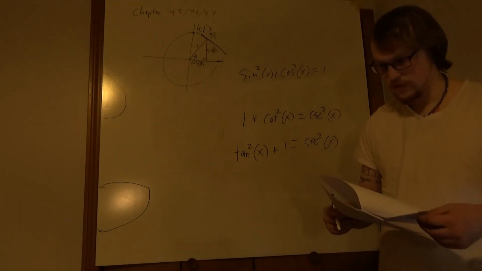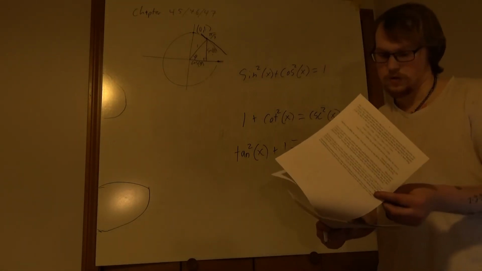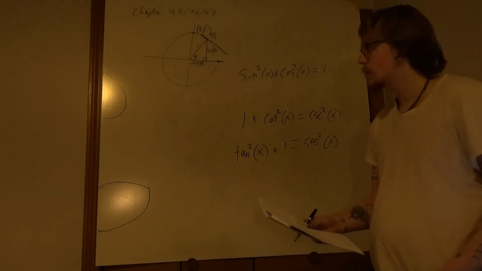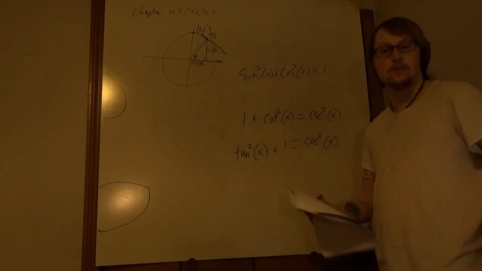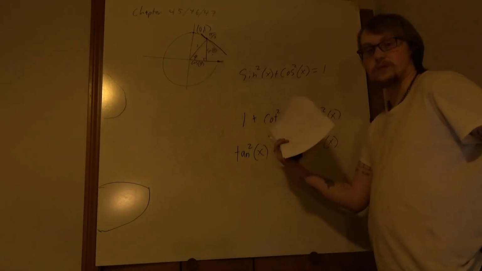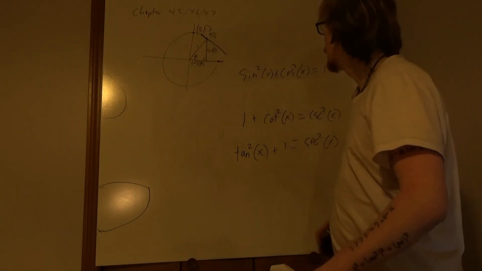Oh, actually only like 3 pages. Okay, we can do this. So these are the Pythagorean identities with their reciprocals and all that built in.